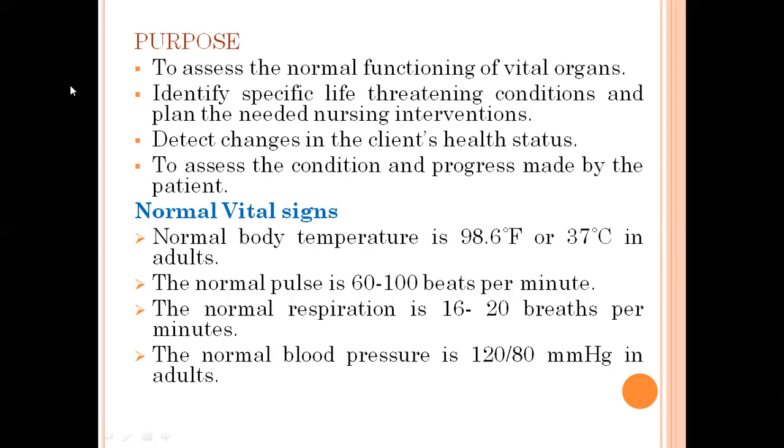So coming to the normal vital signs. Normal body temperature, as you all know, is 98.6 degrees Fahrenheit, or 37 degrees centigrade. The normal pulse rate is 60 to 100 beats per minute. The normal respiration is 16 to 20 breaths per minute. And the normal blood pressure is 120 by 80 mmHg. Till here, it's fine, all right? So moving on to the next.